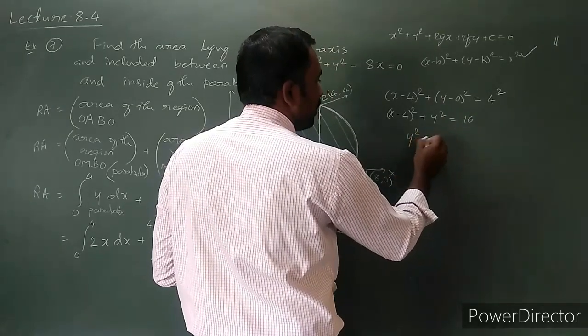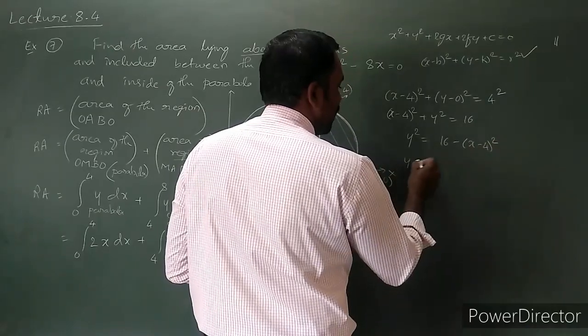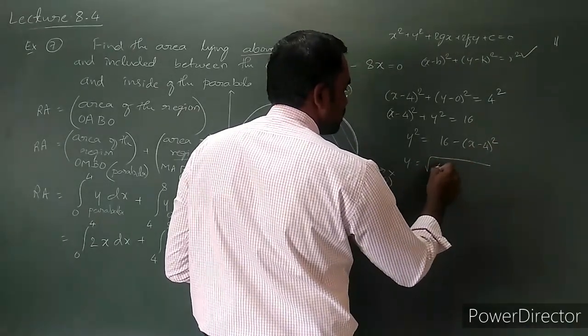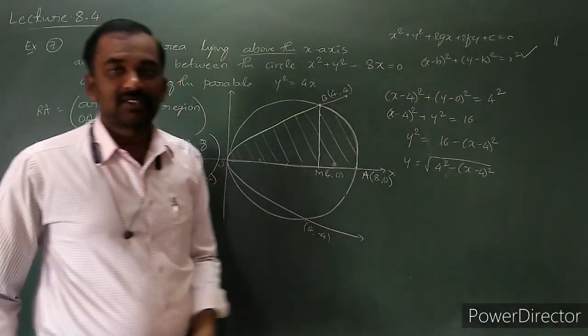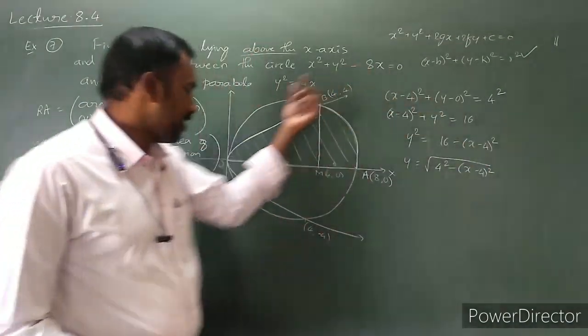We need the y value. So y square is 16 minus x minus 4 whole square. For the y value, only the positive square root. 16 can be written as 4 square minus x minus 4 whole square, which is in the standard form, root of a square minus x square. Directly replace it here.